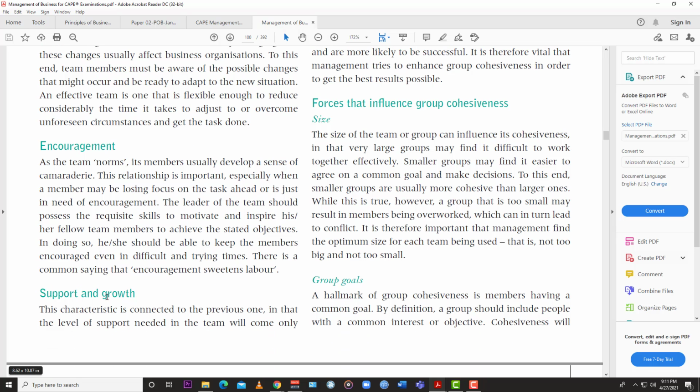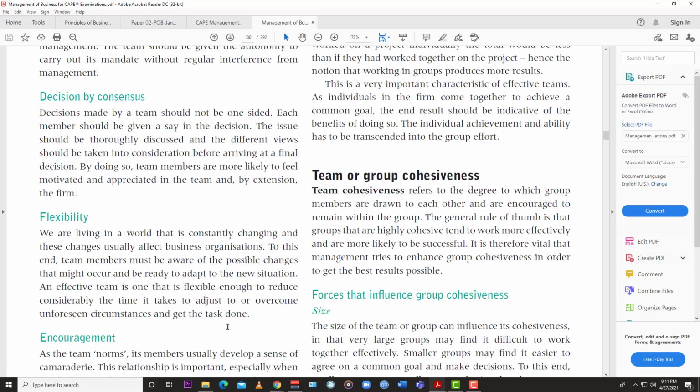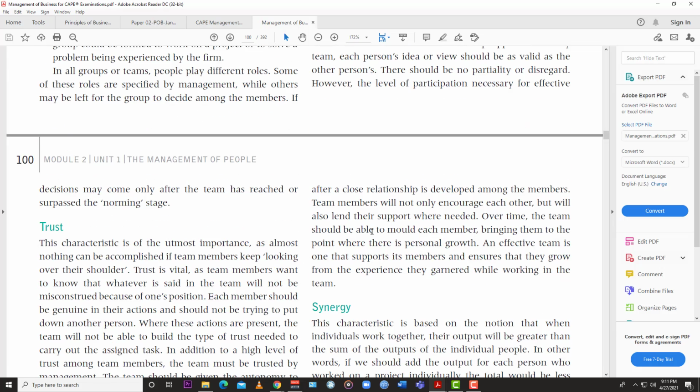Support and growth. This characteristic is connected to the previous one, in that the level of support needed in the team will come only after a close relationship is developed among the members. Team members will not only encourage each other, but will also lend their support where needed. Over time, the team should be able to mold each member, bringing them to the point where there is personal growth. An effective team is one that supports its members and ensures that they grow from the experience they garnered while working in the team.